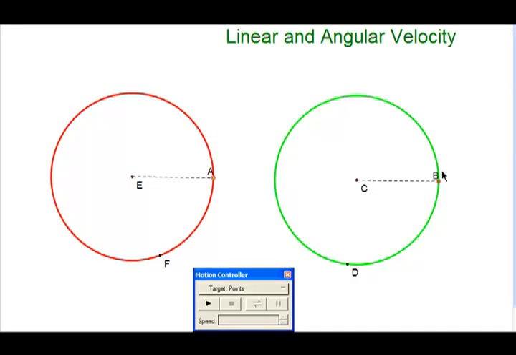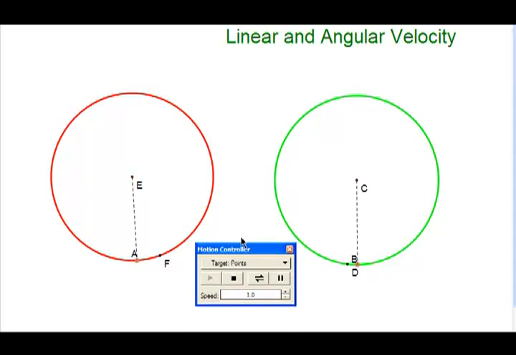Now, when we say linear velocity, we're talking about speed as we know it, which could be measured in inches per second, feet per minute, miles per hour. Linear velocity is what we're used to thinking of when we talk about a rate of speed. Now, the reason we know these are traveling at the same rate of speed is that the motion controller at the bottom of the screen is showing us that the speed is 1 for both of these. And we're not sure what the unit of measurement is, but it's the same for both.